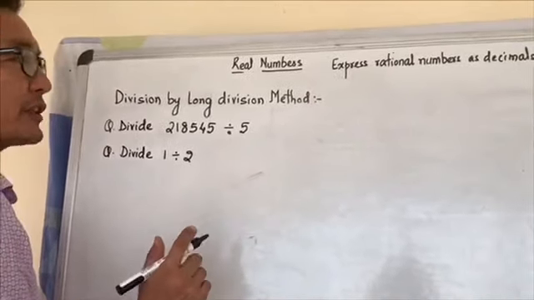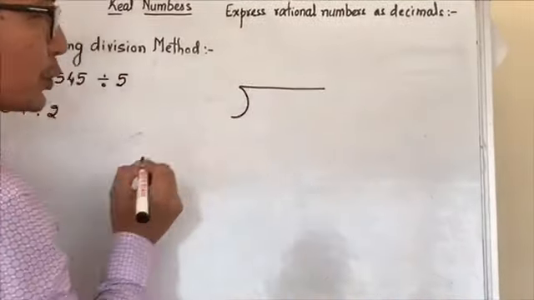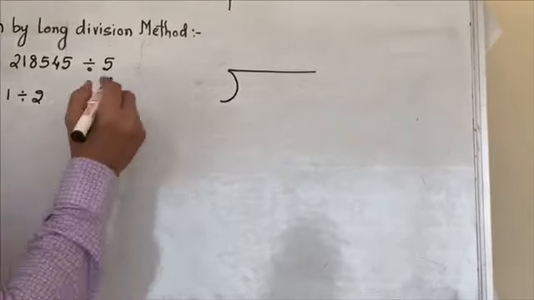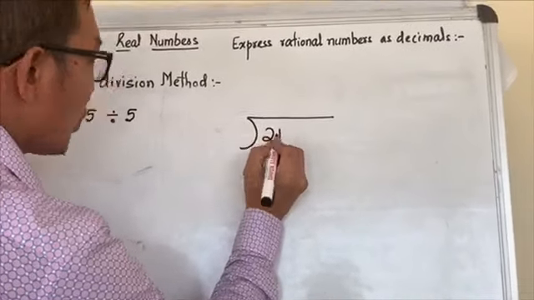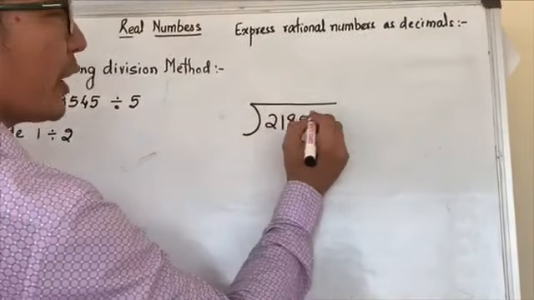We have to use this symbol for long division method, and the number is 2184545.